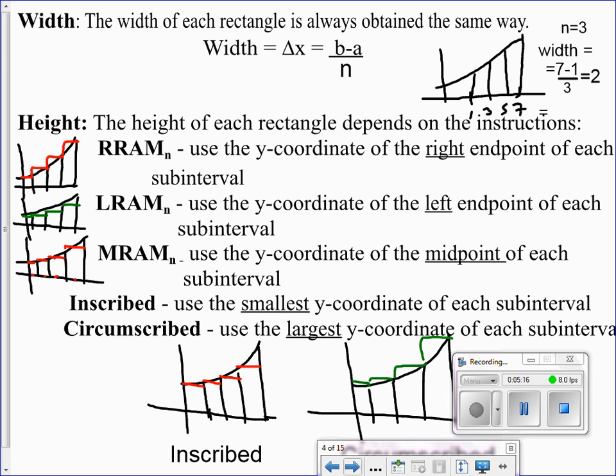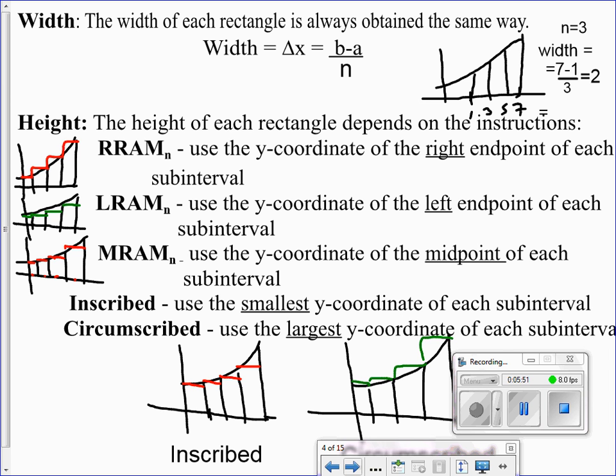Now, when it comes to the width, you're always going to do the same thing, the width of your rectangle. If I ask you to approximate the area under the curve from x equals 1 to x equals 7, what's the length of that interval from 1 to 7? 6, right? And if I ask you to break that up into 3 intervals, or fit 3 rectangles in there, what would the width of each one be? 2, because you took the length of the interval, 7 minus 1, and you divided by the number of rectangles. So that's what I have over here.